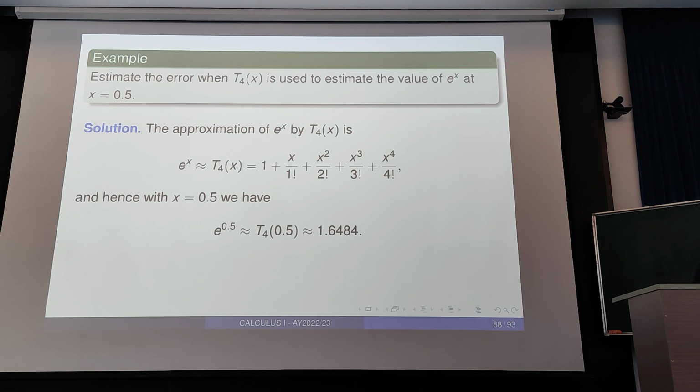Calculating the error when you use the Taylor series to approximate the given function. They will specify the order of the Taylor series, and you need to calculate the corresponding error. We are given the function e power x, and we use the first order Taylor polynomial to approximate the given function. And now, what is the error when x equals 0.5? We need to see.